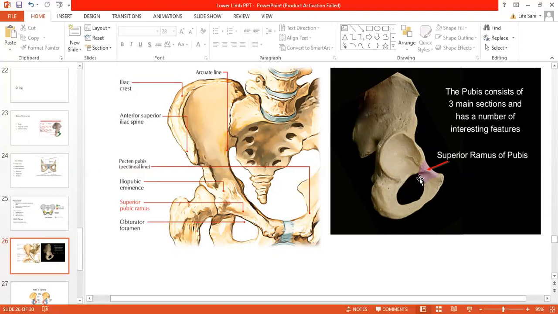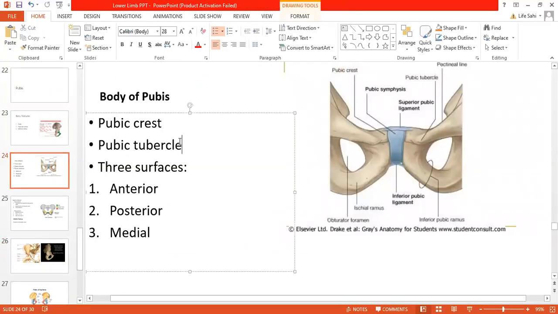Third border was the inferior border. This border of superior ramus forms the upper margin of obturator foramen. Next, we have its surfaces.